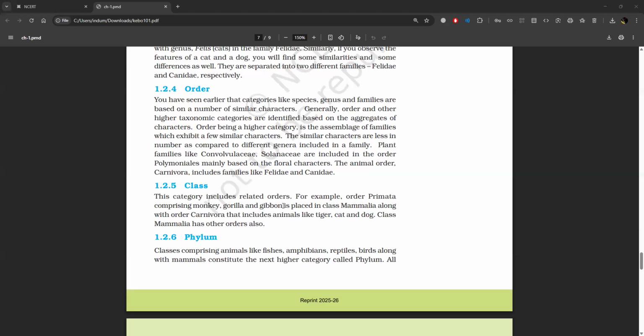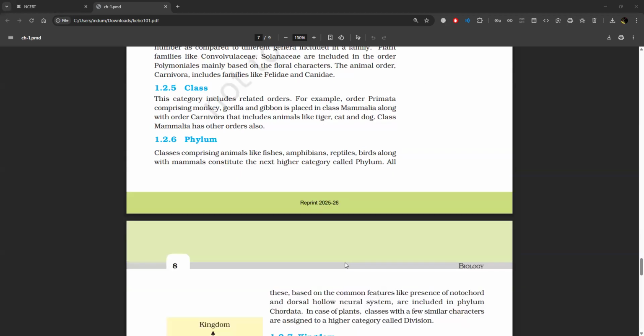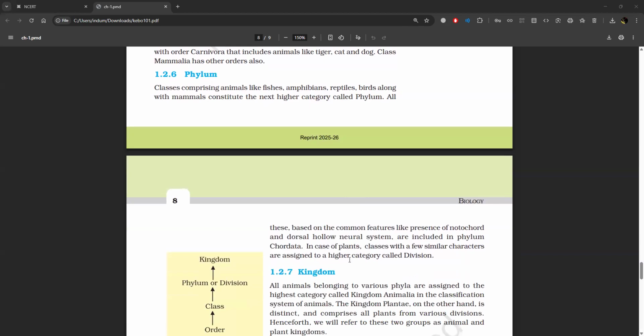1.2.5 Class. This category includes related orders. For example, order Primata, comprising monkey, gorilla, and gibbon, is placed in class Mammalia along with order Carnivora that includes animals like tiger, cat, and dog. Class Mammalia has other orders also. 1.2.6 Phylum. Classes comprising animals like fishes, amphibians, reptiles, birds, along with mammals constitute the next higher category called phylum.